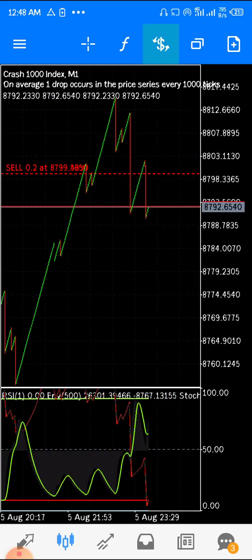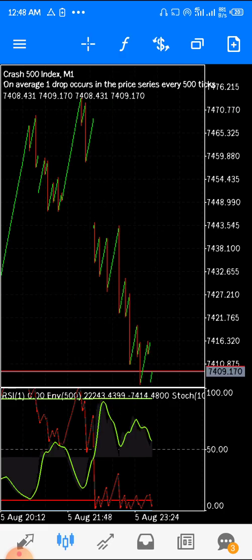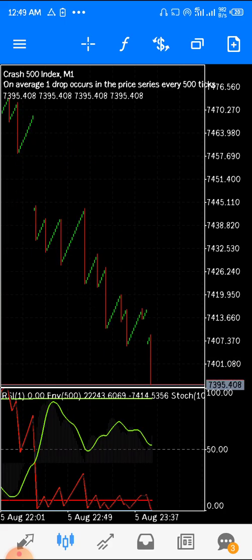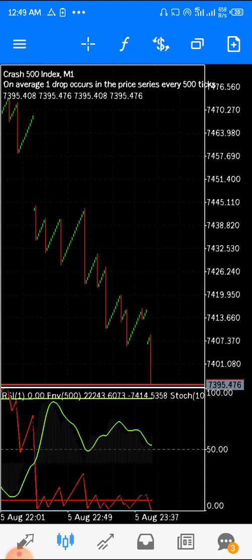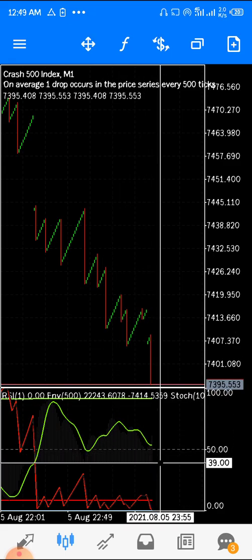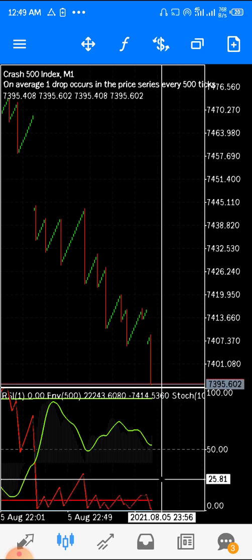If I see any other entry in any of the commodities, I'll be taking them, but for now there are no possible entries, so I won't be taking any trade. If I want to buy using this indicator, what I'll be waiting for is this MACD to come below this 50 level and the stochastics rising below this 50 level.